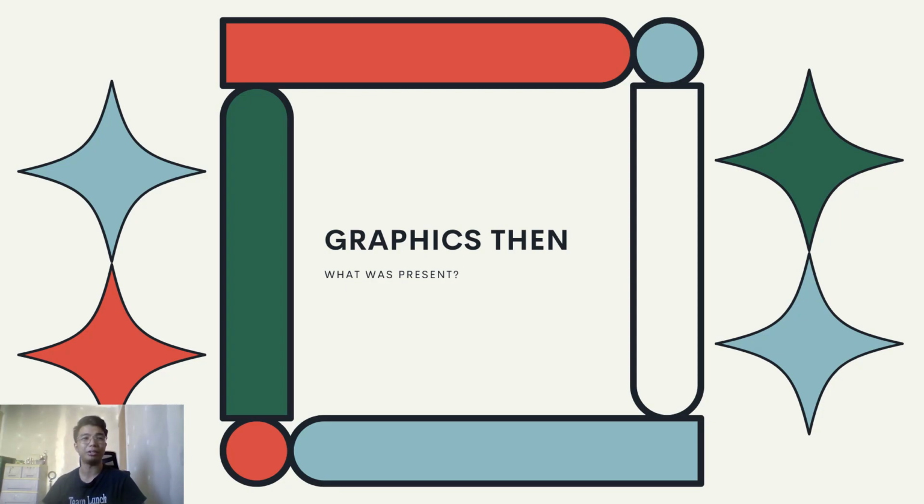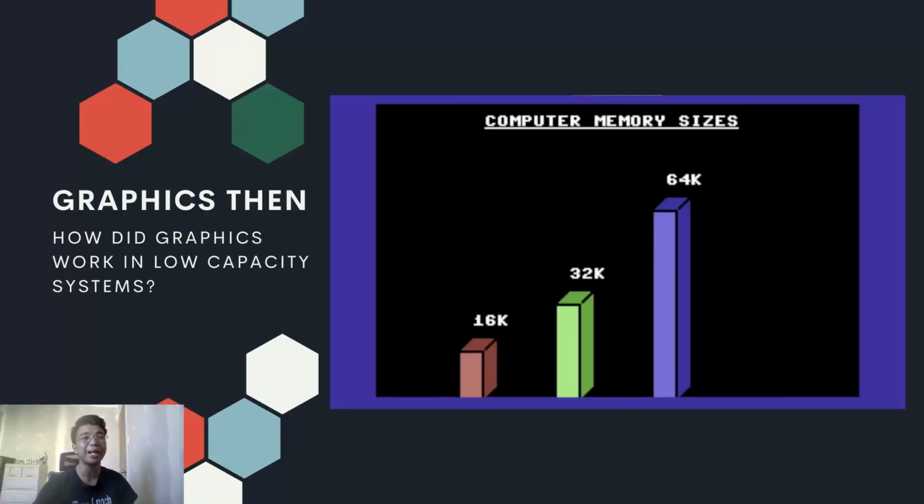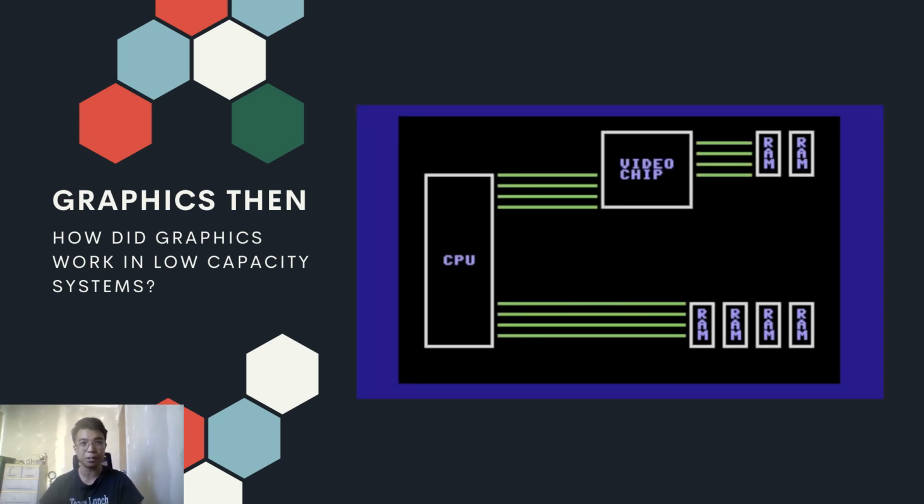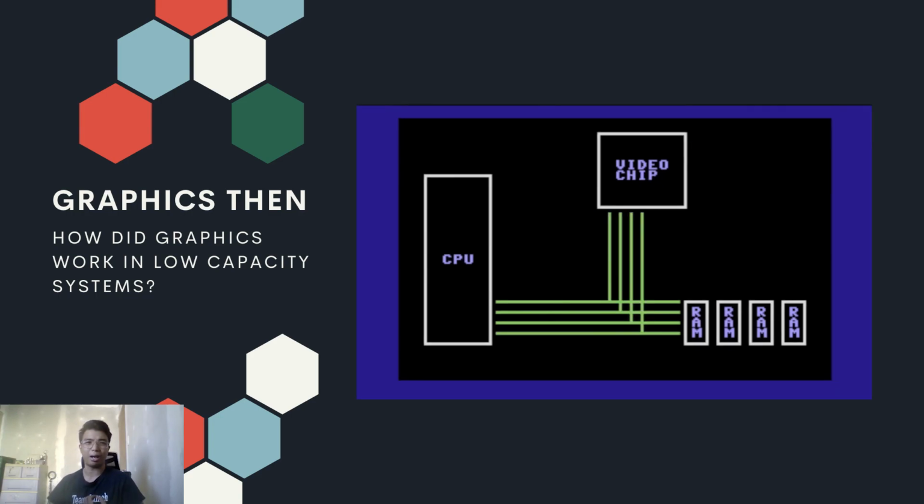So these are during the years 2000s and before that. So how were graphics in low capacity bit systems? Back in the early 1980s, home computers only had around 16K or 16 kilobytes of memory. Some higher end systems would have 32 or 64K of RAM or random access memory. So with these old computers, video chips, which is currently a component of graphics cards today, didn't have their own memory and had to share memory with the RAM of the CPU or central processing unit.